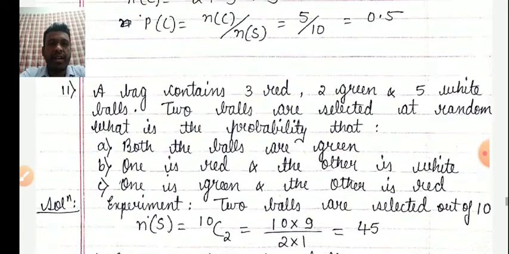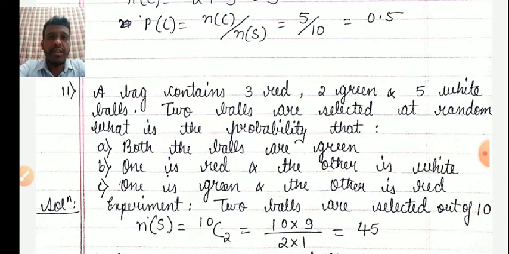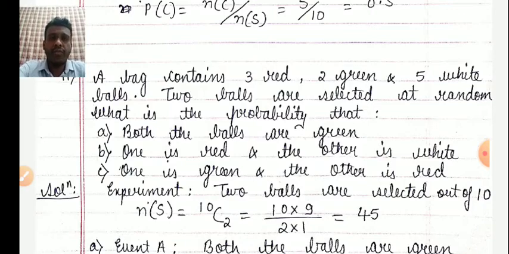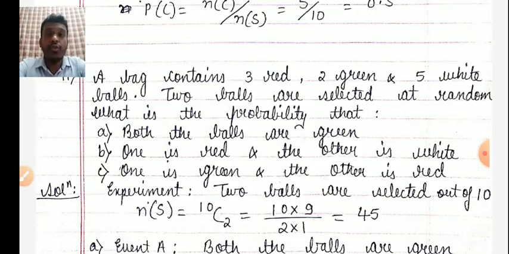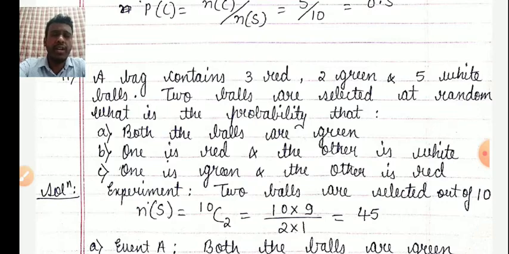The first section we had done, but for the benefit of those who have not understood, I shall explain it once again. Now what is the experiment? The experiment is picking up or selection of 2 balls. So experiment, I am writing it as 2 balls are selected out of 10 balls which are there in the bag. You can write this in your own words. N of S, that is number of items in the sample space. There's no need to write everything like red, red, red, green, green, white, white, white, white, white. So this way you can directly find out the number of items in the sample space.